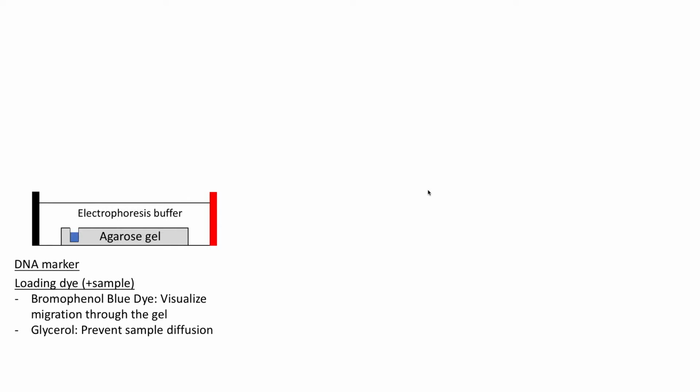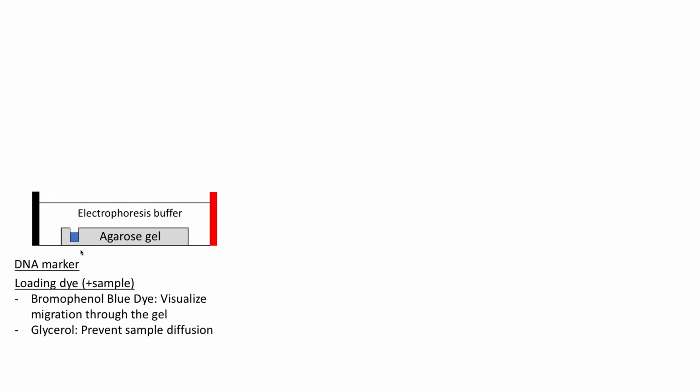Here's a cartoon of a typical agarose gel setup. The gel is in the center of a tank that is filled with electrophoresis buffer. The gel has wells, which are where we're going to load our samples or our DNA ladder. A DNA ladder is a set of linear DNA molecules of known size. By comparing our samples to the ladder, we can estimate the size of our DNA.